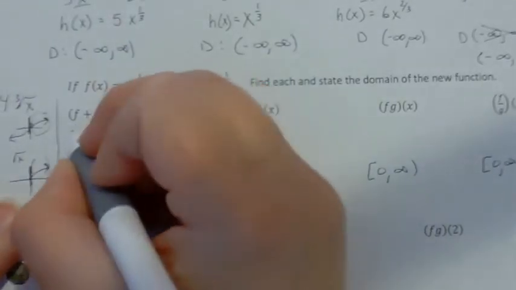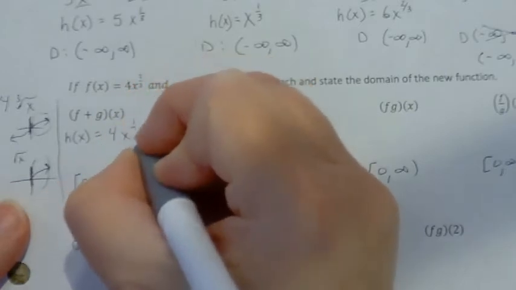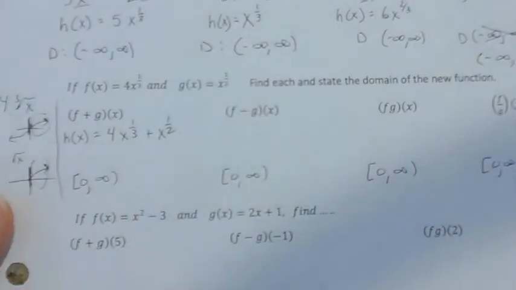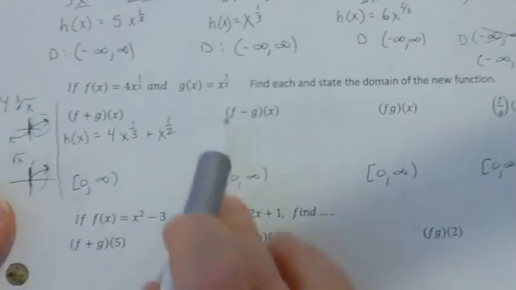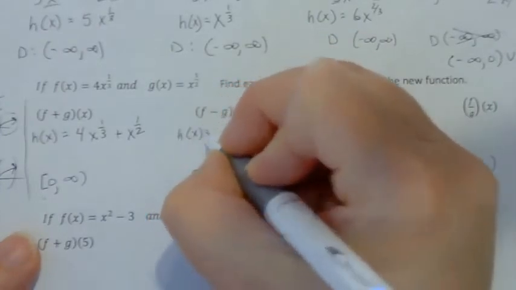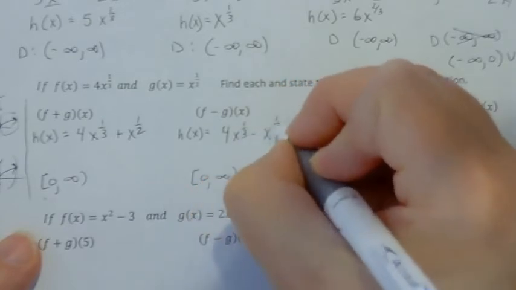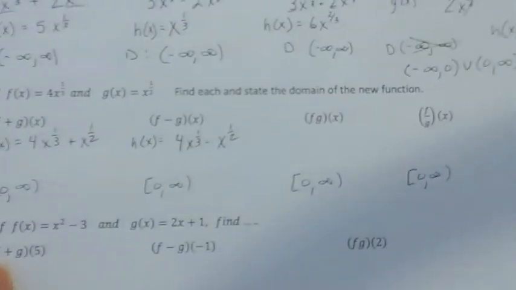All right, let's look at the first one. This new function is going to be created by adding the first function plus the second function. And this one's kind of easy because there's nothing else you can do on this one because these aren't like terms, you can't add them. And here's the domain. Okay, let's talk about subtracting. The new function is created by taking the first function and subtracting the second function. And again, these are not like terms, so we can't do anything else with it.